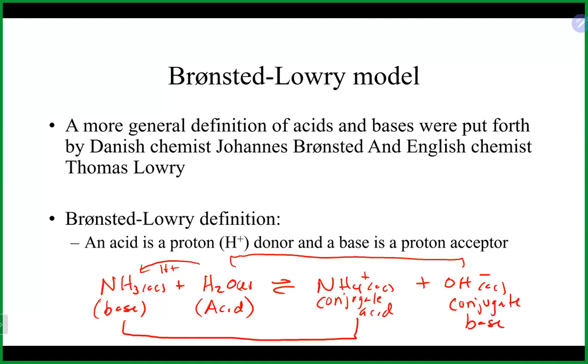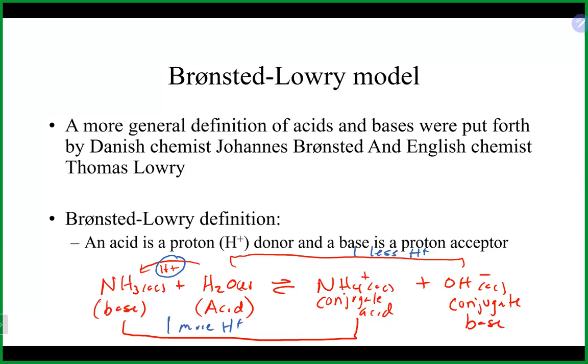So a base on one side of the reaction will have a partner on the other side of the reaction, which is known as its conjugate acid. And the acid on the left-hand side of the arrow will have a partner on the right-hand side of the arrow, which is known as its conjugate base. Regular acids and bases are found on the left-hand side of the arrow. Your conjugate acids and conjugate bases are found on the right-hand side of the arrow. The absolutely only difference between those two things is this H+ that has been transferred. So that should be the only difference between those two things. This guy will have one more H+. This guy will have one less H+.